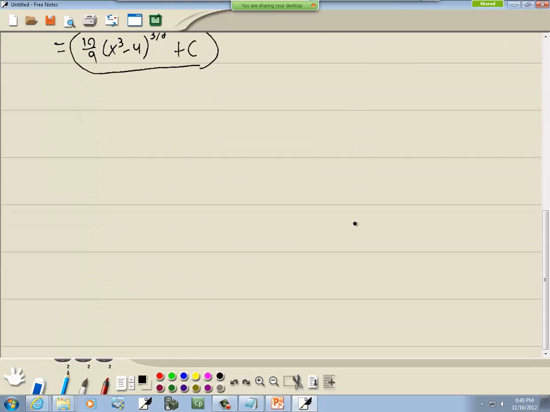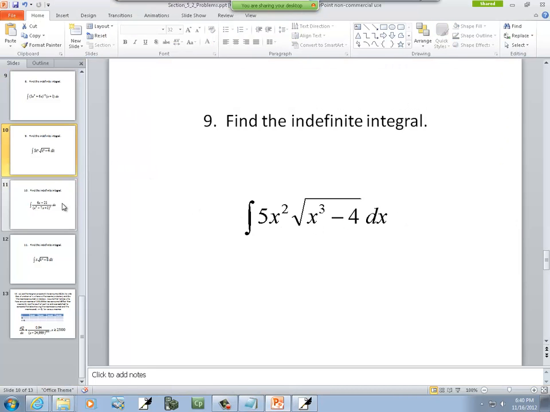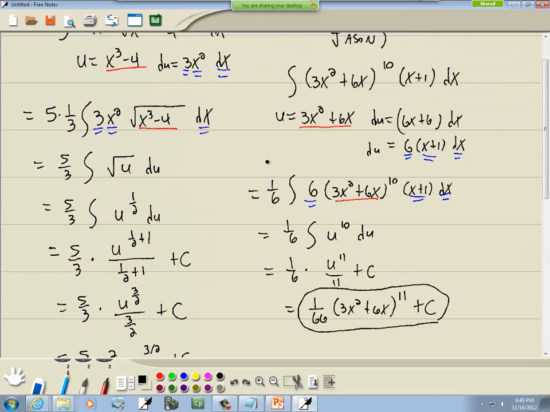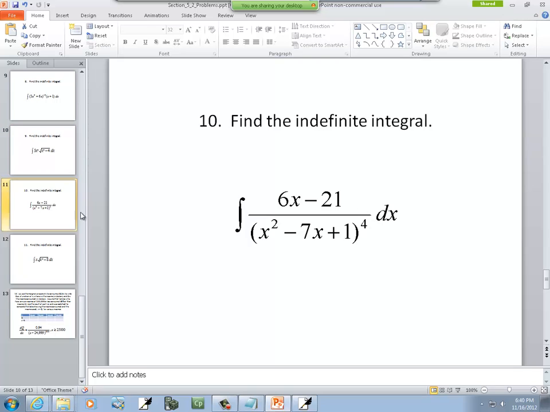Do I have room? Yeah. I should have room for another one. Okay, I think I just did that one. Number 9. Yeah. Come down to number 10.